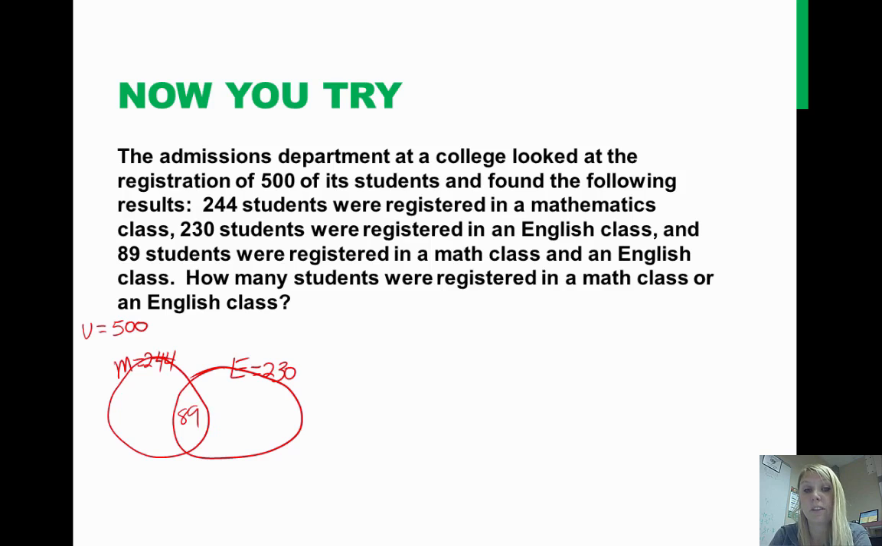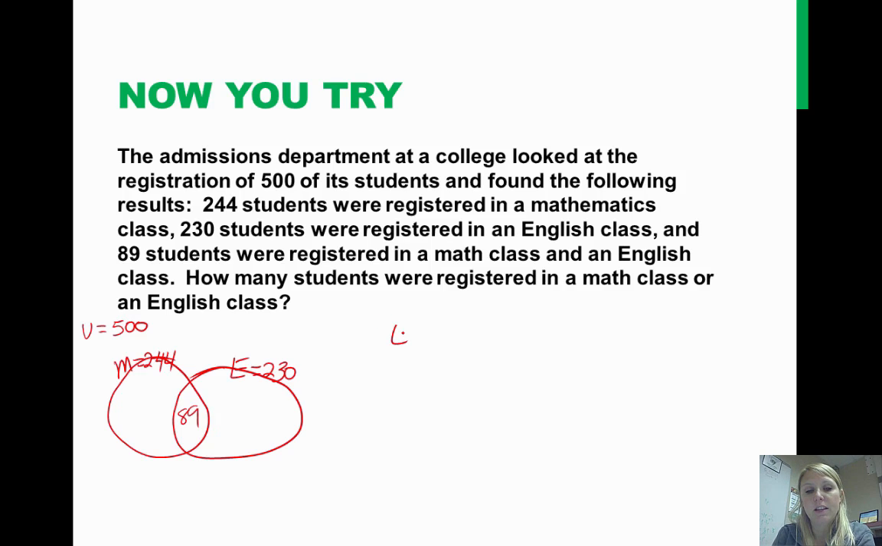So just to set up the Venn diagram first, we know that the total amount of students in the school is 500. And the number that registered for math here is 244. The number that registered for English was 230. And the ones that registered for both were 89. Now in this case, we do not need to know the universe of 500, but there may be a problem later on that you may need to know that. So I went ahead and wrote it there.